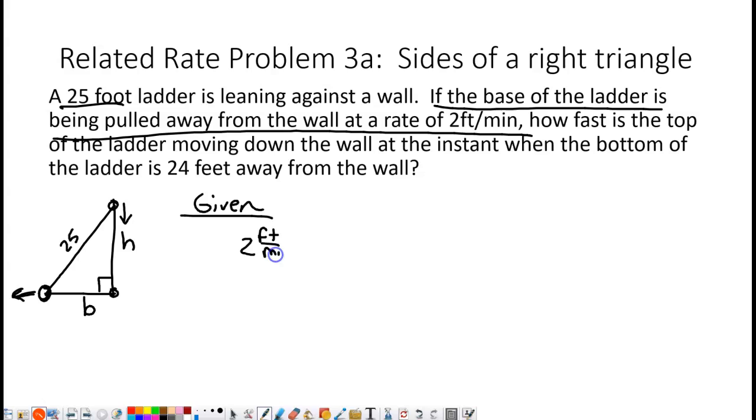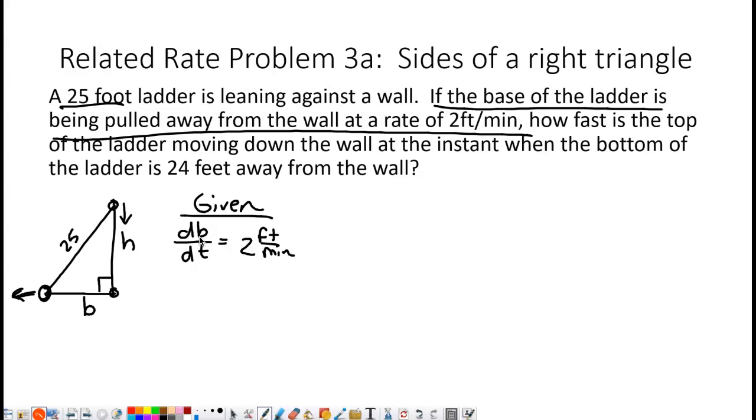But what are my labels? Well, the bottom is still going to be time. Okay, there's nothing fancy there. But what goes up here next to this D? Well, we're talking about how fast the base of the ladder is being pulled away from the wall. What letter did I use on my picture to represent that? I chose to use the letter B. So I'm going to put B right here. So the rate of change of B with respect to T is 2 feet per minute.